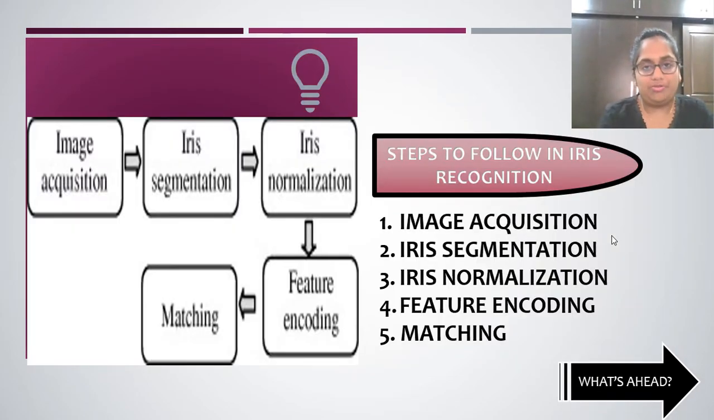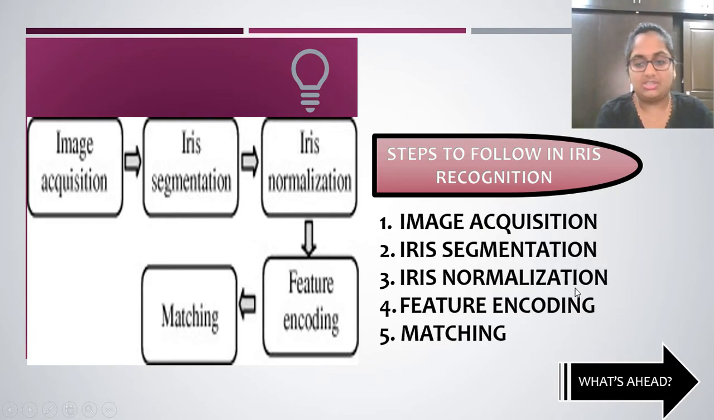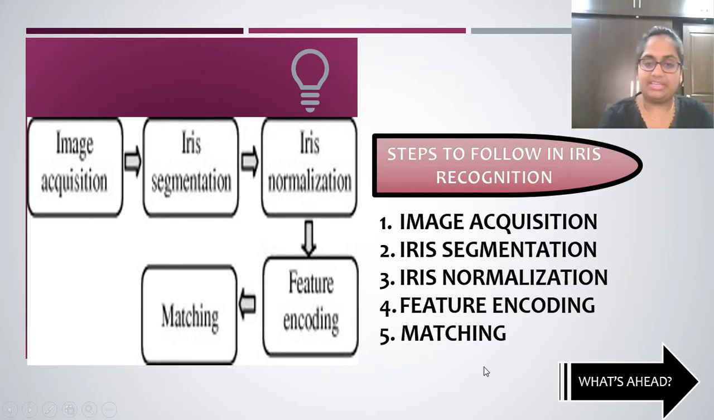Now every biometric modality process has a few steps that are followed conditionally just to make sure that the output which we get is very accurate. Similarly, even the iris recognition system has a few steps included in it. The first step is the image acquisition. The second step is iris segmentation. The third step is iris normalization. The fourth step is the feature encoding, whereas the fifth step is the matching.